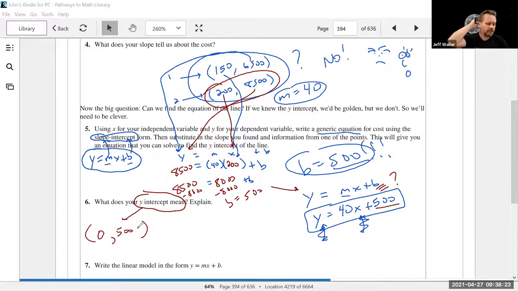B is the y part of the y-intercept. What physically is an intercept? An intercept is a point. So when I ask you for an intercept, your answer better have two parts, right? Don't just say the y-intercept is 7. No, it can't be. It's impossible. It's a point.